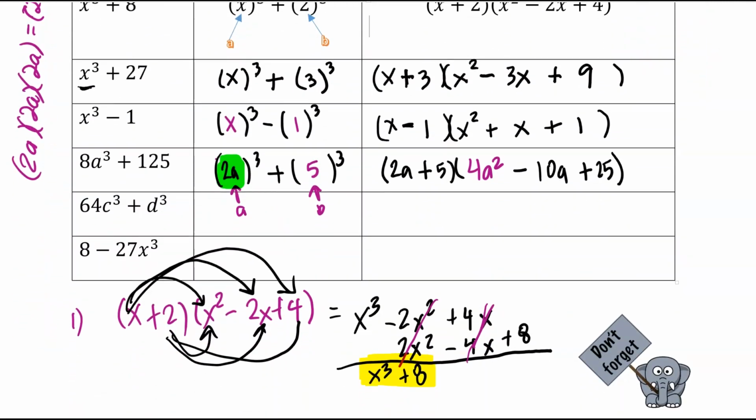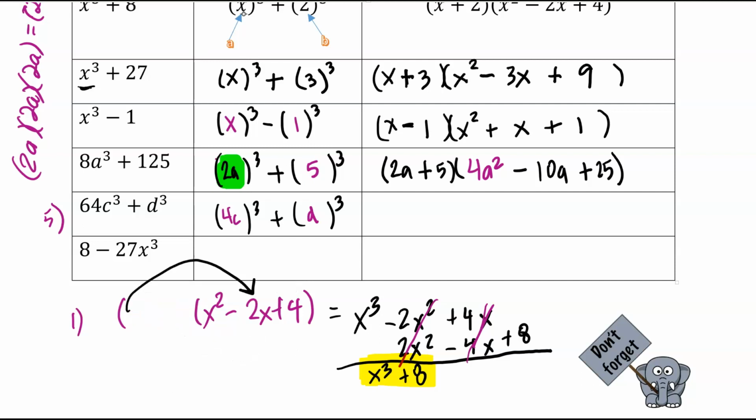We're going to call it number 5. We have a 64c cubed plus d cubed. Can actually identify what the A and the B are. So we have a sum of cubes again, and our A is what you think. Remember, when you cube what you say, it has to give you 64c cubed. So it would have to be 4c to give you 64c cubed, and our B would have to be d.